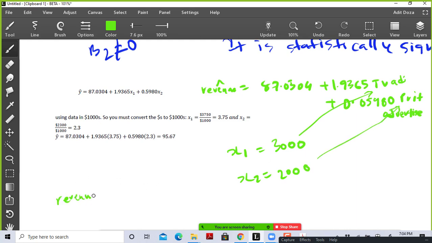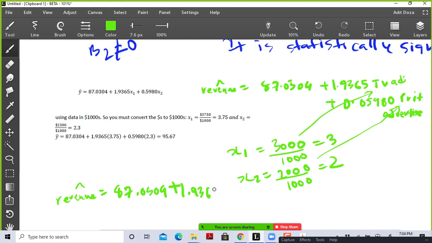Multiply it, or you plug in that value, right? Yeah. But if it is given in thousands, you have to convert this value into thousands. So then you have to divide it by 1000. What would be your x1 in this case? 3. And x2 you have to divide it by thousands, right? 2. Yeah. So you have to do like 1.9365.